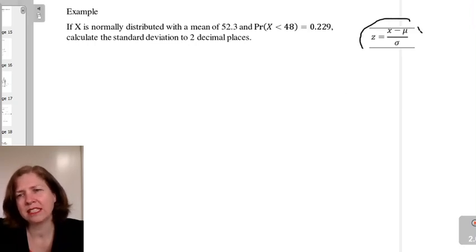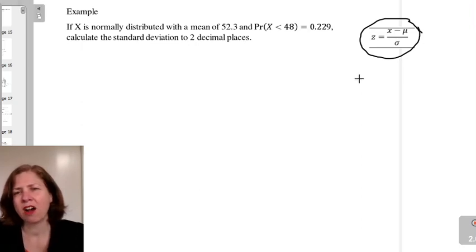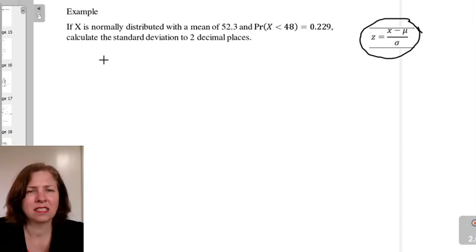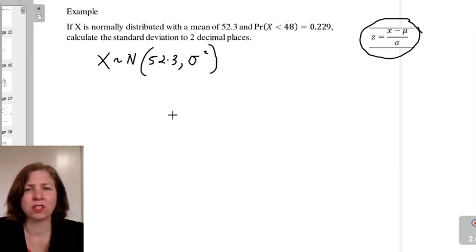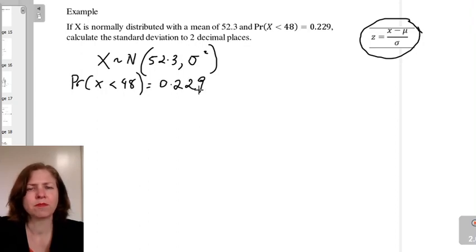So let's get started, and I just want to point out that what we're going to use is this transformation equation over here. We're going to change our x values into z values. So we know that x is normally distributed. We know that the mean is 52.3, and we don't know the variance or the standard deviation. But we also know that the probability that x is less than 48 equals 0.229.